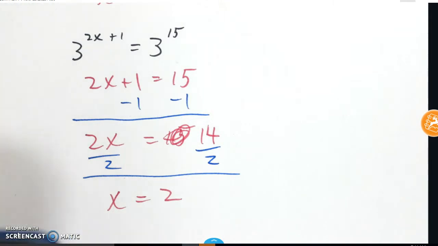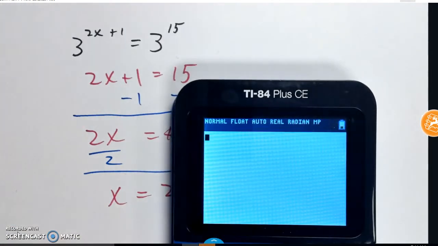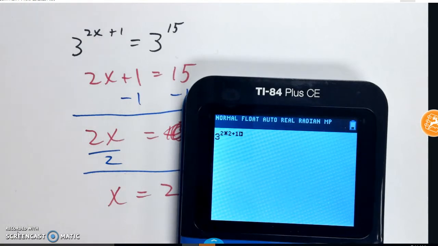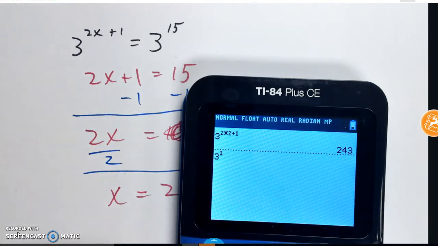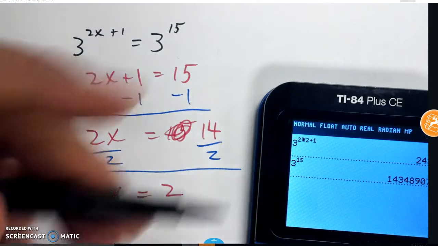Now, always check things on your calculator. Let's go back to our original equation. 3 raised to the exponent, 2 times our answer, and our answer was 2, plus 1. That equals 243. And 3 raised to the 15th power. Okay, so I made a mistake somewhere, because it's not 2.